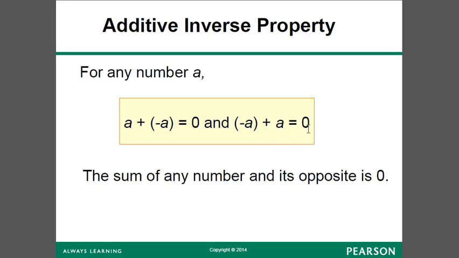Or I owe somebody $7 and I'm able to pay them $7. How much do I owe them? I don't owe them anything. That's what this additive inverse property means.